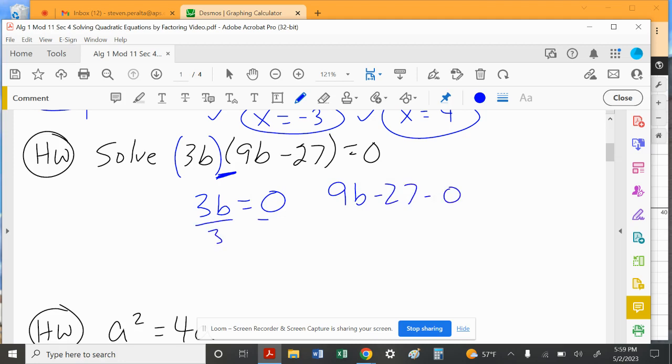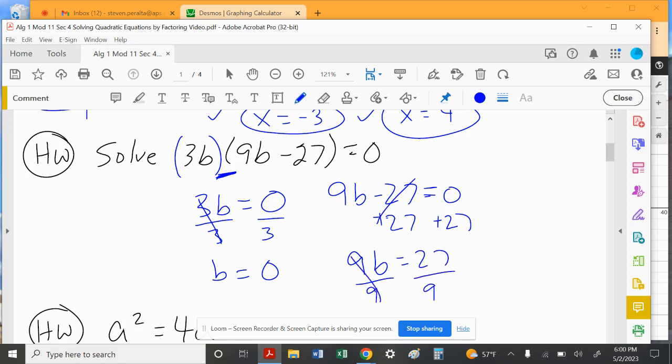For this one I divide both sides by 3, so b equals 0. On this side, I add 27 to both sides. Those cancel. We get 9b equals 27. Divide both sides by 9. b equals 3. So there are our two answers. We know that we can plug them in, and we can determine if those values do work in that particular case. We'll move on to the next one in the next video.